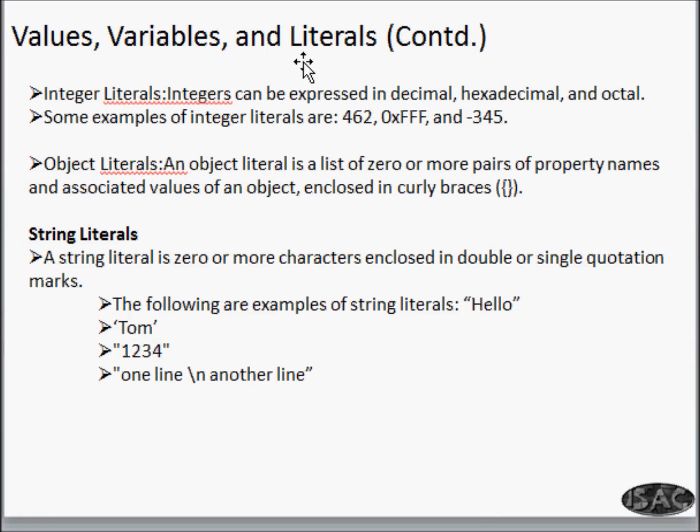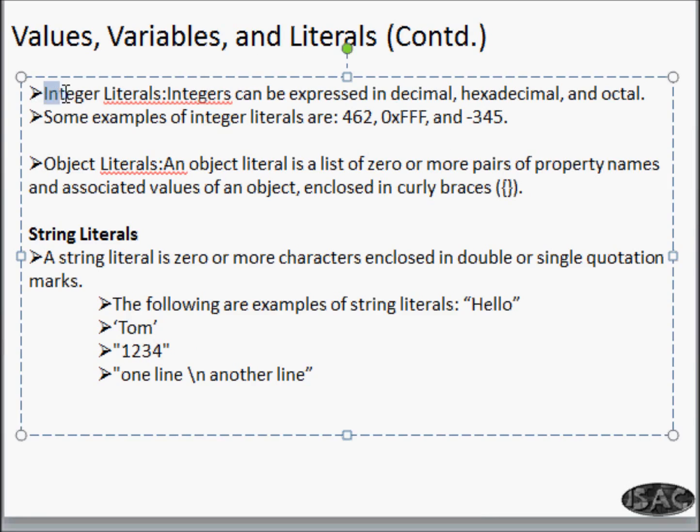Now, we have to understand values more here. You can see the integer literals can be expressed in decimal, hexadecimal and octal. All these types of values could be integer literals. You can see this value 462. This is a hexadecimal, right? Negative value. So this is what value we can store in the variable.